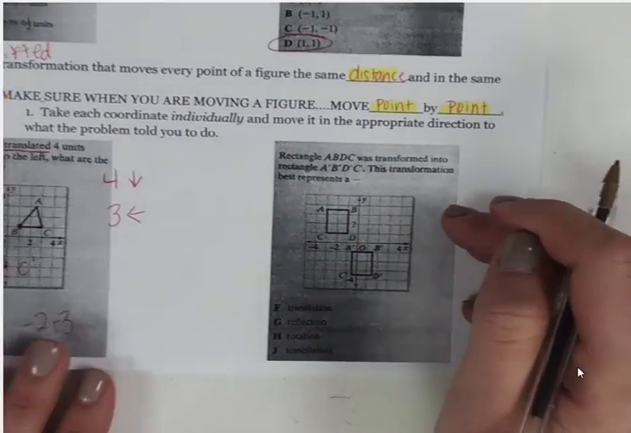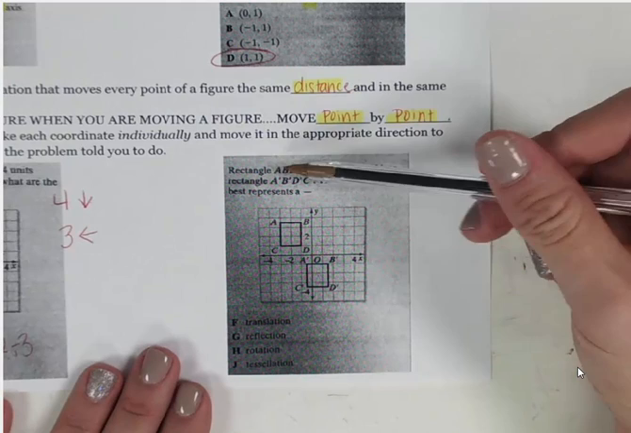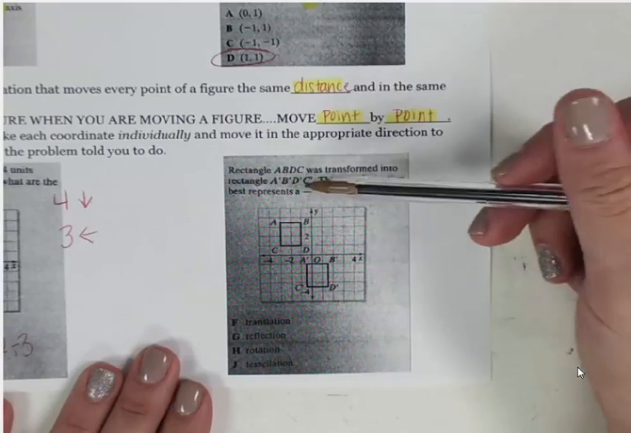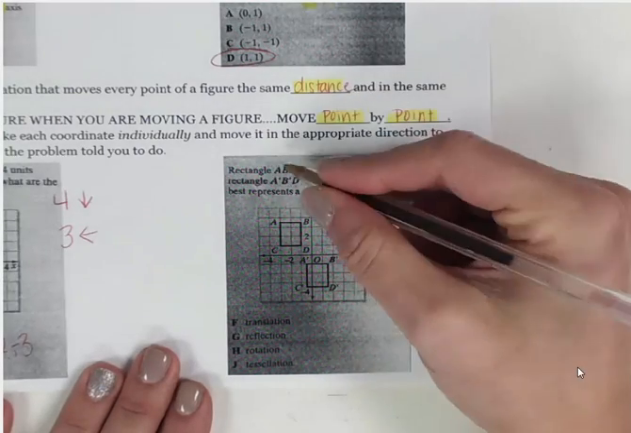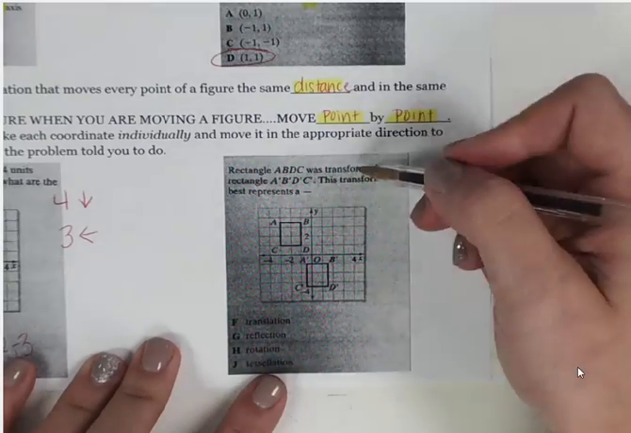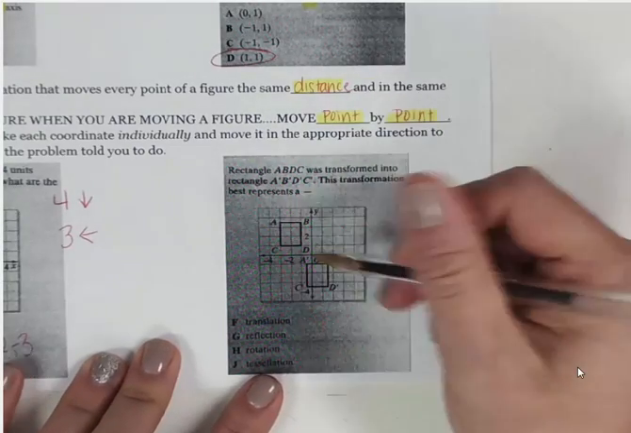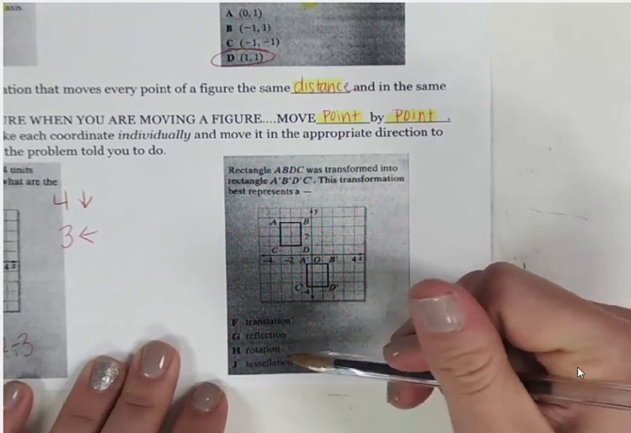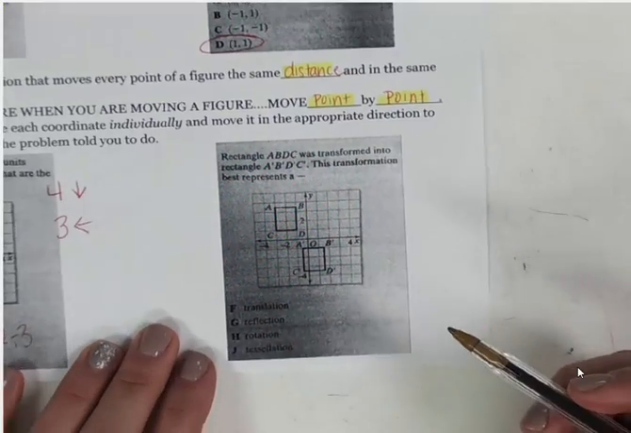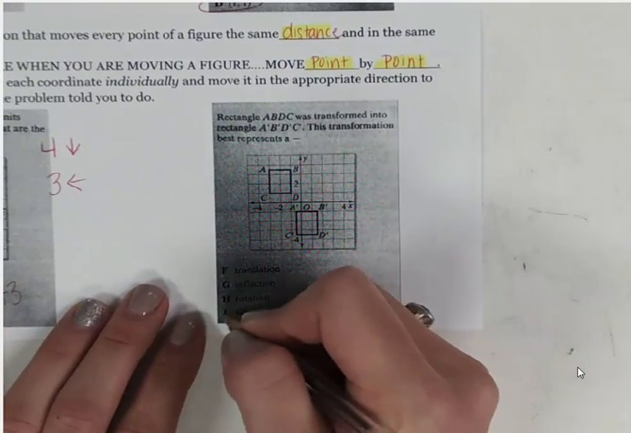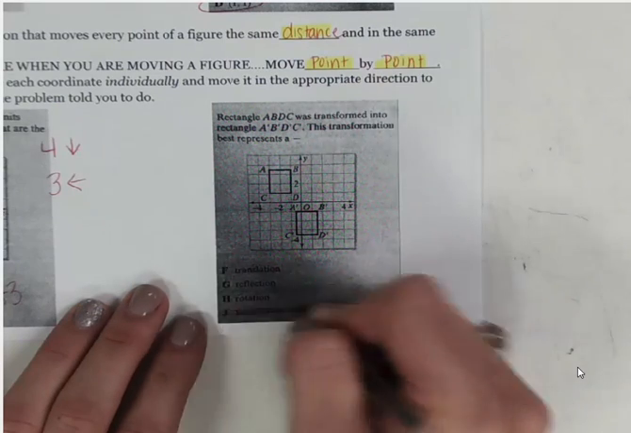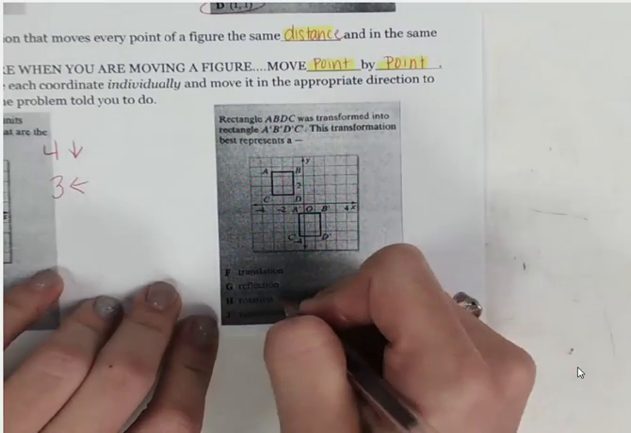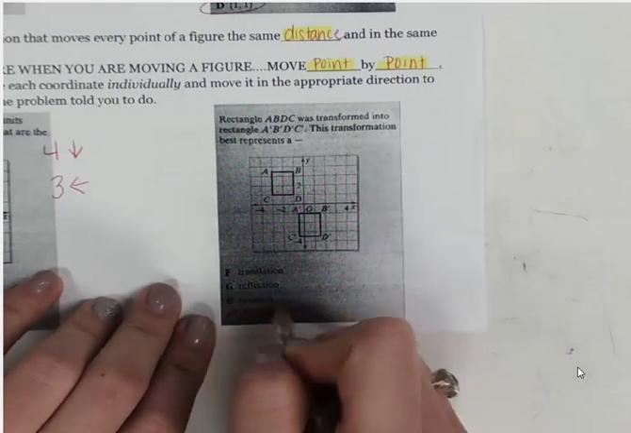Alrighty, and the last example says rectangle ABDC was transformed into rectangle A prime, B prime, D prime, C prime. The transformation is best represented by which choice? Now it didn't say translated, it said transformed. So I want to know how they got from here to here. Did they translate it? Did they reflect it? Did they rotate it? Or did they use tessellation? I know it's kind of hard to see. But we haven't talked about tessellations, and I barely think we're going to. Obviously, this paper is over translations and reflections. We're going to be doing rotations tomorrow, so that's not even an option.